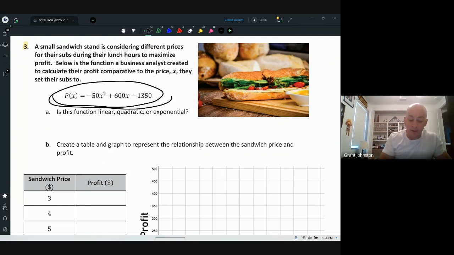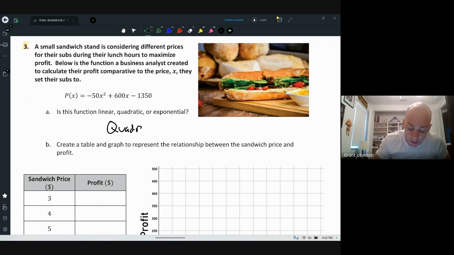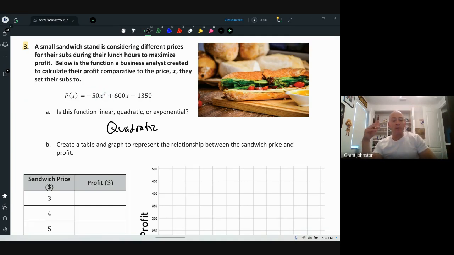So this is going to be a quadratic function, and you can tell because the equation is quadratic. It has an x to the second power. So it says linear, quadratic, or exponential. This is quadratic because of that x squared term. All x squared functions are quadratic. Okay, B says create a table and graph to represent the relationship between the sandwich price and profit.